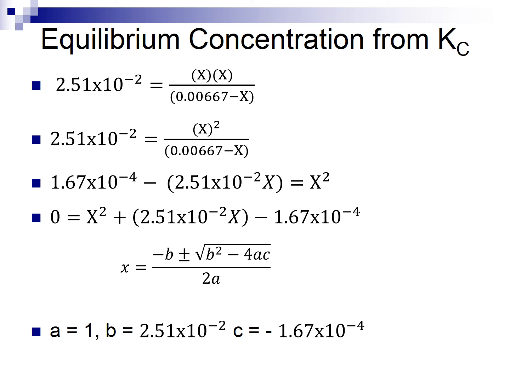In this particular equation, the value of a is the constant in front of the x squared, so 1. The value of b is the constant in front of the x, so 2.51 times 10 to the negative 2. And c is the final number, negative 1.67 times 10 to the negative 4.